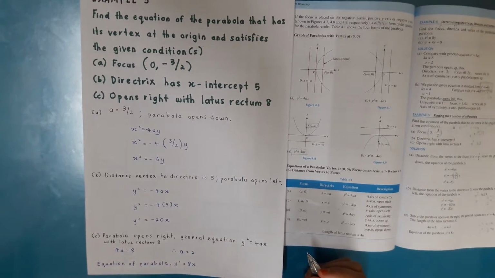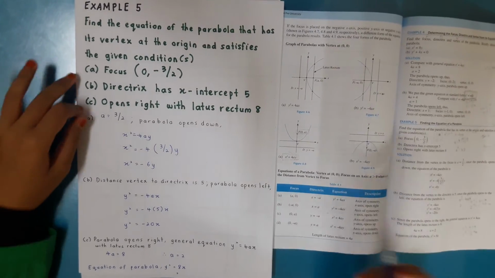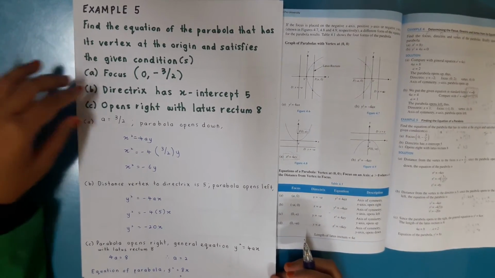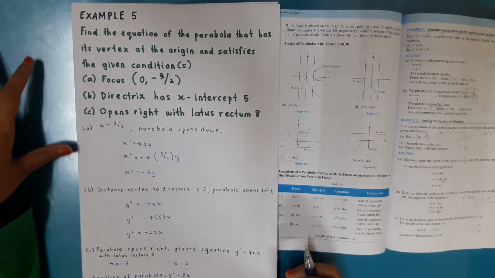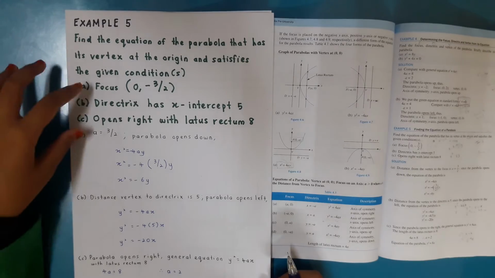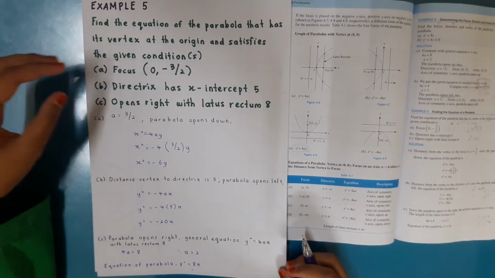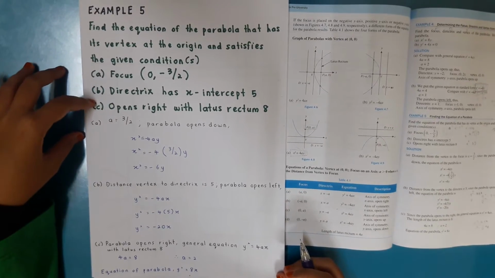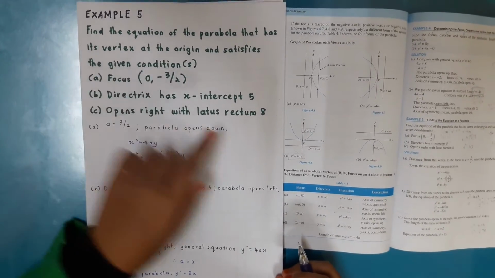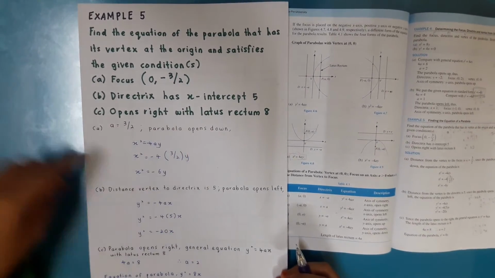Next we move to example 5, where we have to find the equation of the parabola. The question is to find the equation of the parabola with its vertex at the origin that satisfies the given condition. For A, focus 0, negative 3 over 2. B, directrix has x-intercept 5. And C, opens right with latus rectum 8.